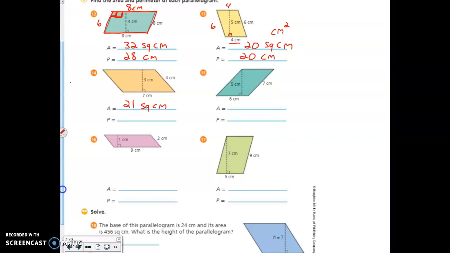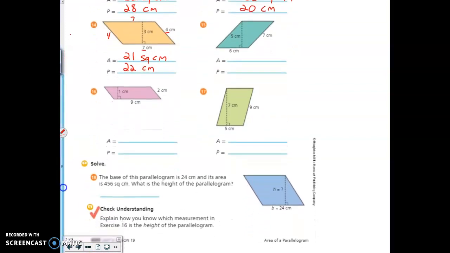And then for the perimeter, again, the 3 doesn't mean anything for me because that is inside the shape, and I'm looking for how much the outside edges total up to. So in this case, I've got a 7 here, and I've got a 4 here. 7 plus 4 is 11. I also have a 7 here and a 4 here, which is another 11, and 11 plus 11 is 22 with a label of straight centimeters. So that's one way to solve this problem.